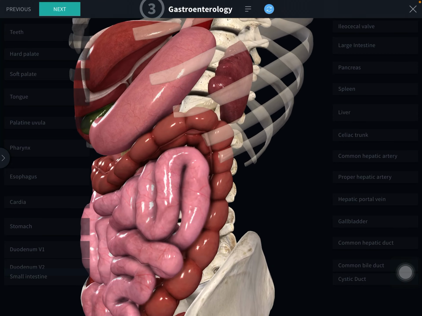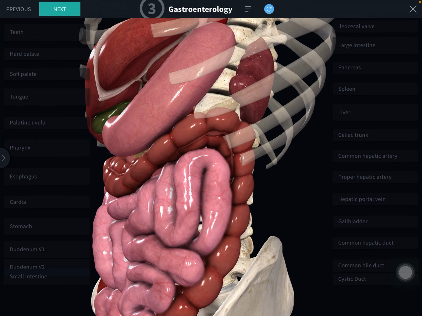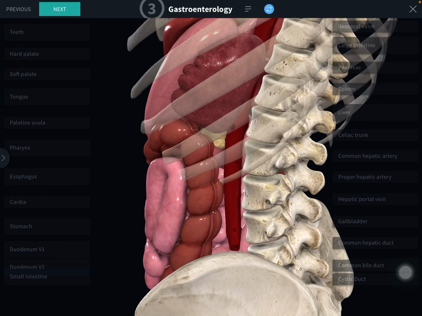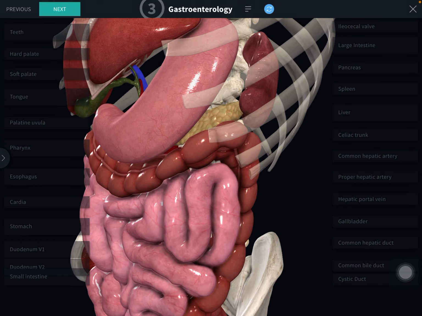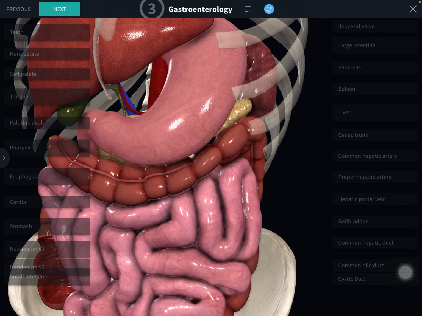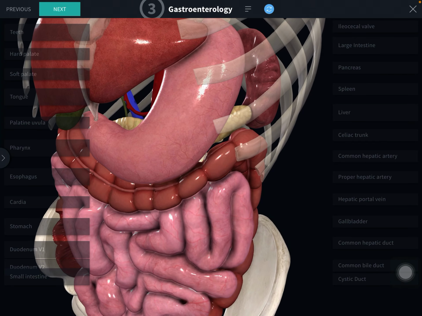Now we will see the relations of the spleen. So you are seeing the spleen in this, behind the stomach. So this is the spleen. Spleen is situated in the upper and left part of the abdomen behind the fundus of the stomach, between the fundus of the stomach and the diaphragm. It lies mainly in the left hypochondrium and partly in the epigastrium.